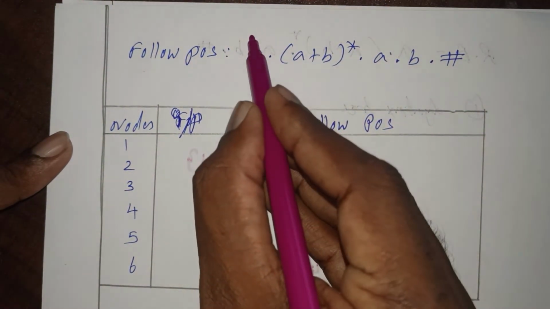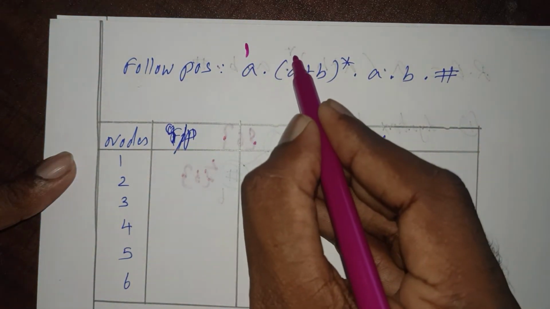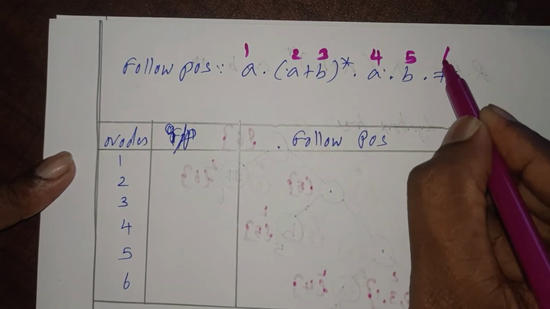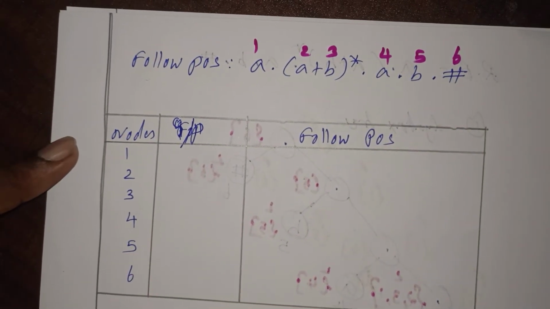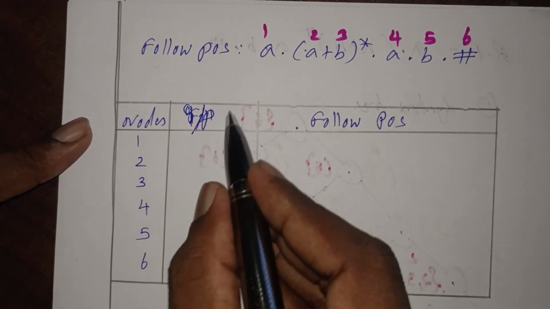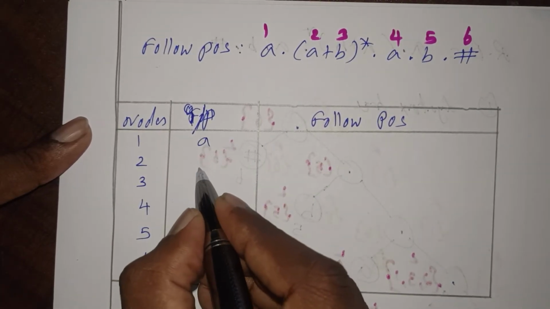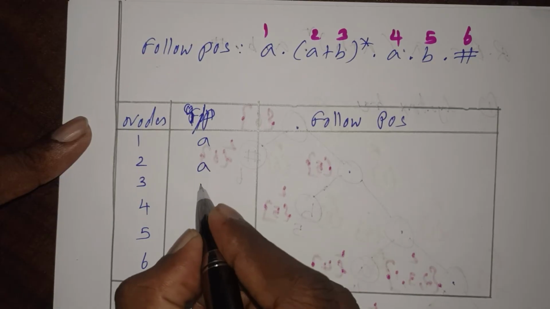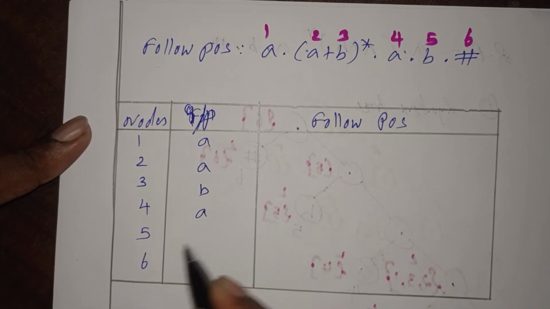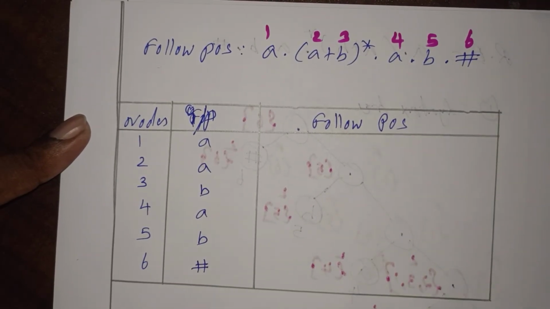We already named them previously. So the same thing in the syntax tree, whatever we did in the syntax tree, I'm going to rename here as 1, 2, 3, 4, 5, and 6. So totally we have 6 nodes. I have taken all these 6 nodes here, right? Node number 1 is A, node number 2 is also A, node number 3 is B, node number 4 is A, node number 5 is B, and node number 6 is ash, right?